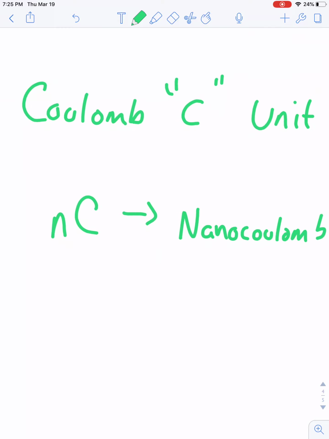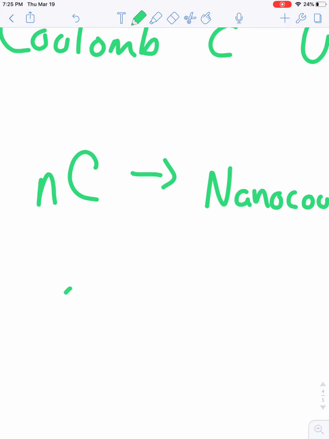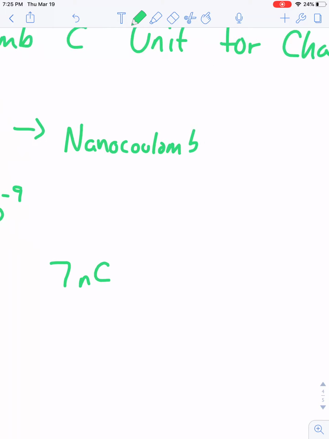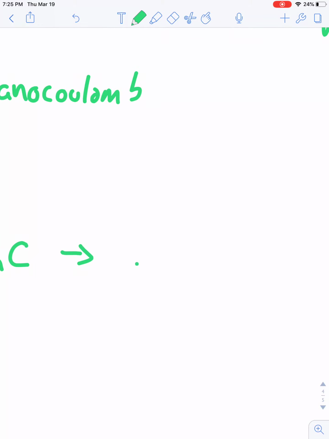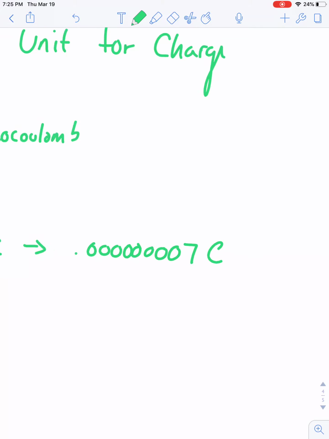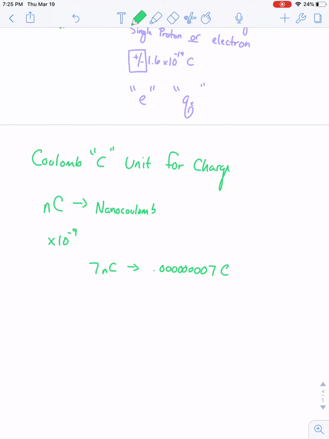Another way to see a nanocoulomb, anytime you see this, you could think times 10 to the minus 9. So let's do a quick example. If we have 7 nanocoulombs, that is 7 times 10 to the minus 9 coulombs. So that's some of the units that you may see for measuring coulombs.